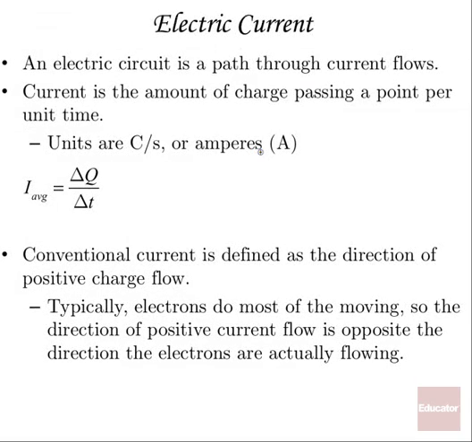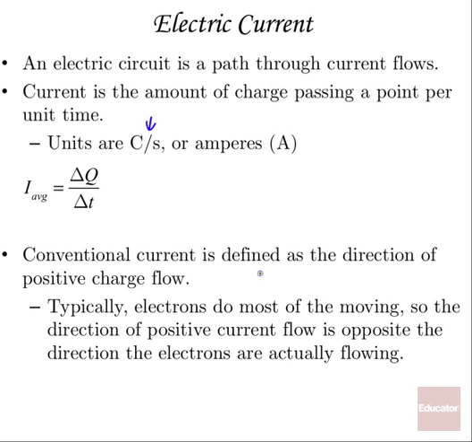So let's start by talking about electric current. An electric circuit is a path through which current flows, and current is the amount of charge passing a point per unit time. The units of current are coulombs per second, also known as amperes, or amps, capital A. Average current is the charge passing a given point in a set amount of time. Conventional current is defined as the direction of positive current flow.